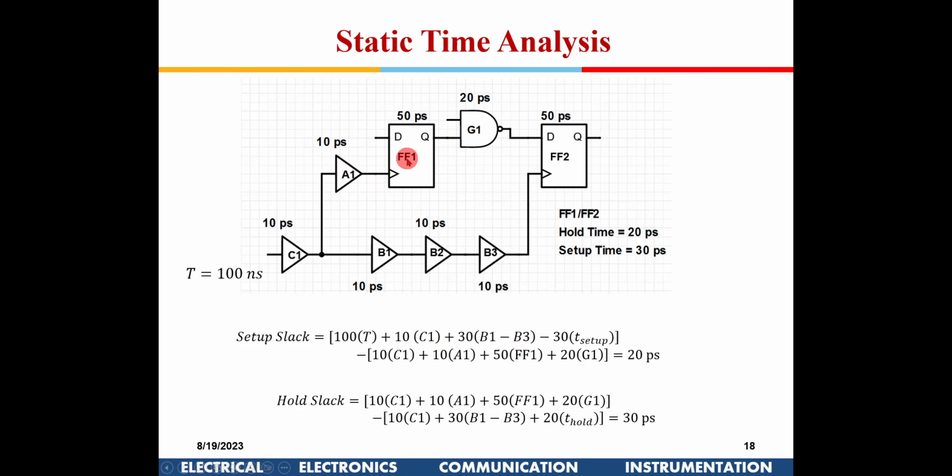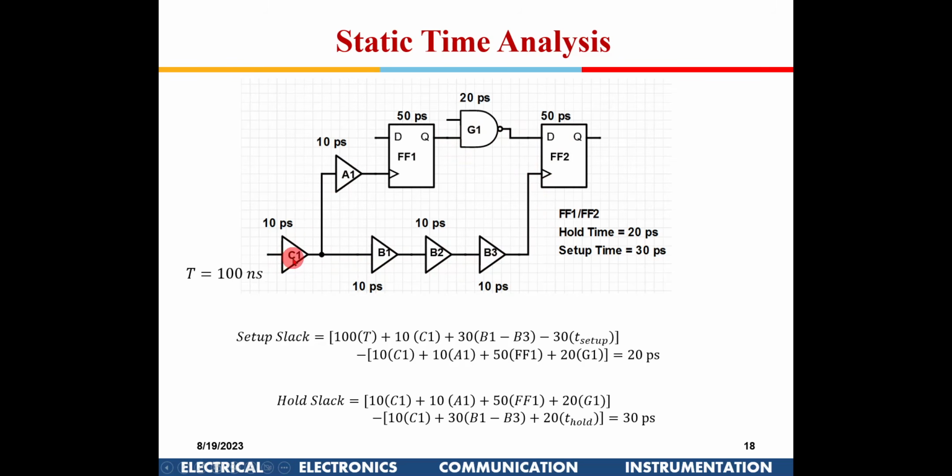Now in the data path also, for this data to get triggered, first of all this clock has to pass through these two buffers. So this 10 plus 10, only then the data will get triggered, right? So you have to take into consideration this also. So this is the total launch path. This is the capture path.